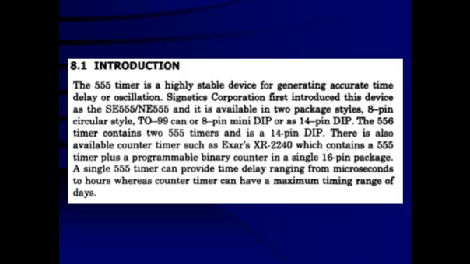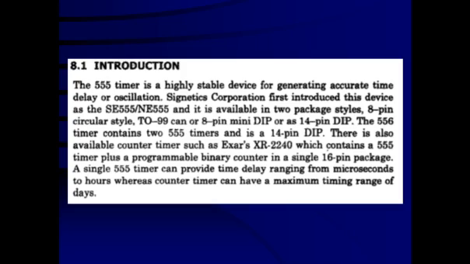This 555 timer is normally utilized to generate clock signals. And you know that the clock signal is the heartbeat of any digital system. So normally this clock signal is prepared from the 555 timer. And this 555 timer can give you the timing cycle from microseconds to hours, or in some cases to days also. That's why it is known as a timer circuit. The 555 timer is a highly stable device for generating accurate time delay or oscillation.